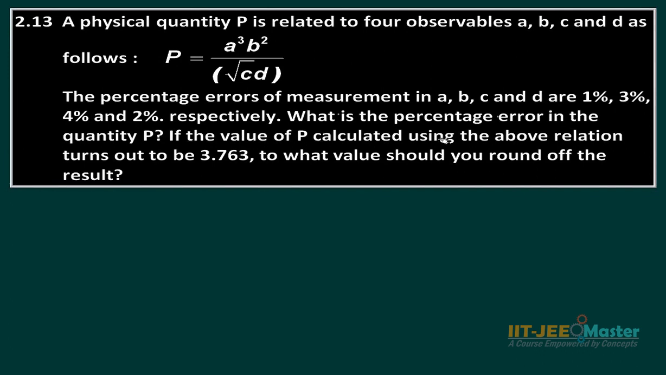The value of P calculated using the above relation turns out to be 3.763. To what value should you round off the result?